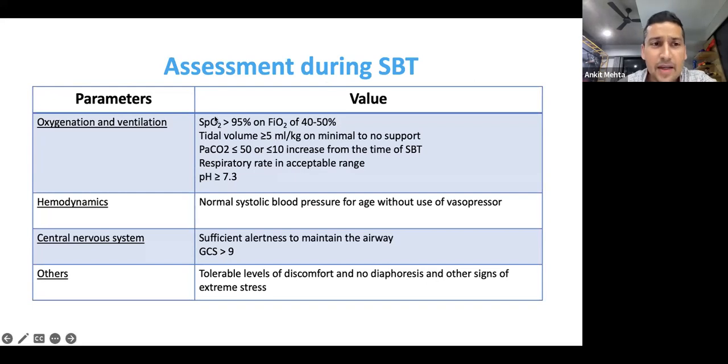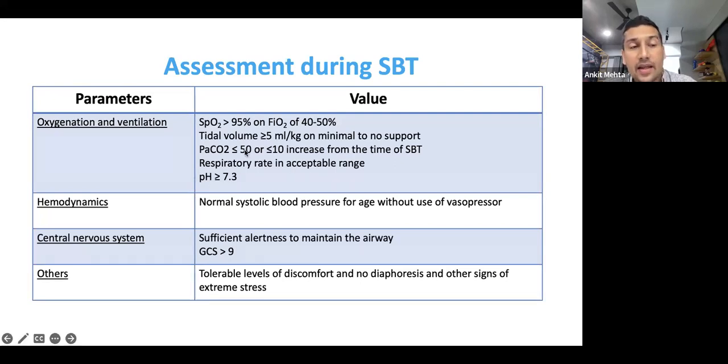So very important, once you look at the oxygenation and the ventilation during an SBT, preferably I would suggest that SpO2 should always be more than 95% with an FiO2 of around 0.4. Tidal volume should be more than 6 ml per kg with minimal to no support. We have discussed what is minimal to no support. And PaCO2 preferably less than 45 to 50, and there should not be an increase of more than 5 to 10 during an SBT.